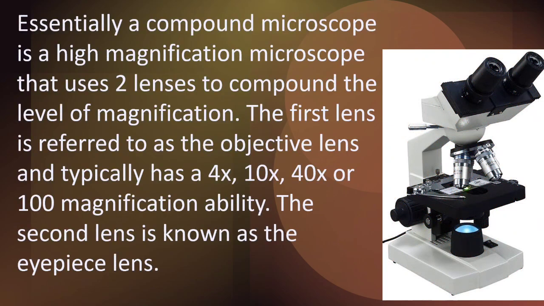Now essentially a compound microscope is a high magnification microscope that uses two lenses to compound the level of magnification, like I said. The first lens is referred to as the objective lens and typically has 4 times, 10 times, 40 times, and 100 times magnification ability. The second lens is known as the eyepiece lens, like I explained earlier on. This is just to expand what I just said.